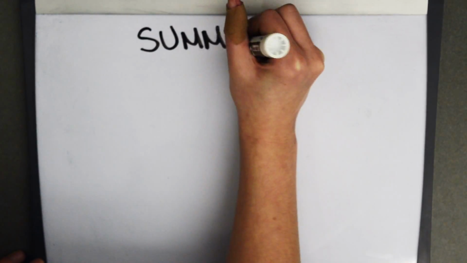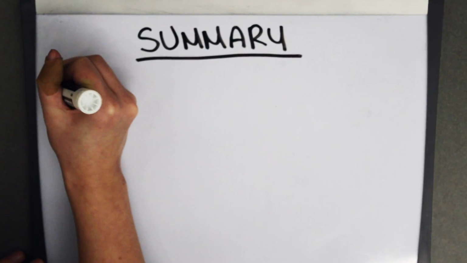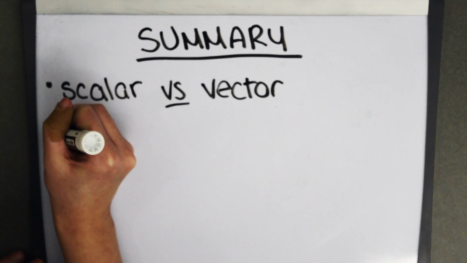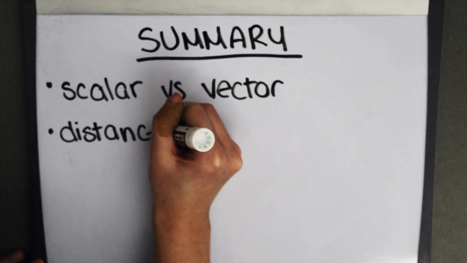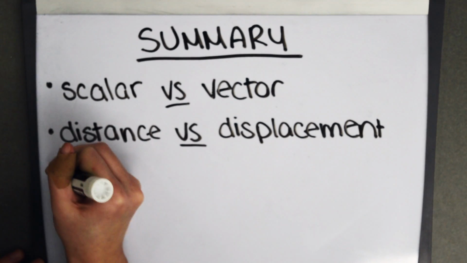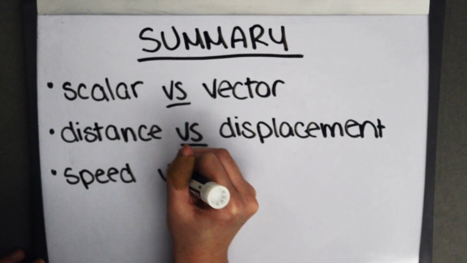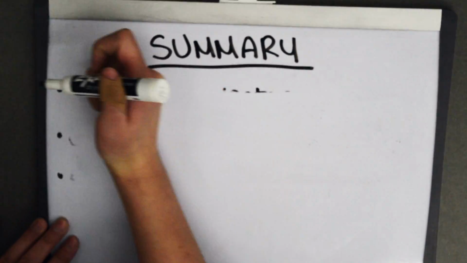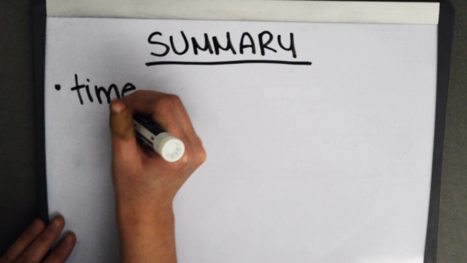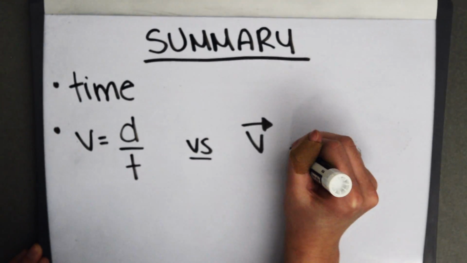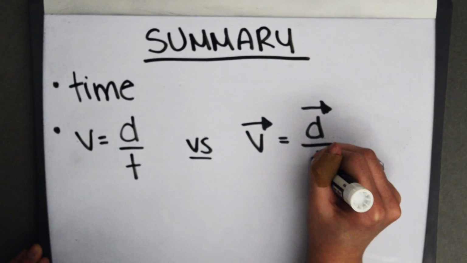Summary. Now, to summarize what we learned, we covered scalar versus vector. Scalar has magnitude, vector has magnitude and directionality. Distance versus displacement. Distance is a scalar measurement of space covered, whereas displacement is a vector measurement of space away from the original starting position. Speed versus velocity. Speed is distance over time, whereas velocity is displacement over time. Moreover, we also discussed the units of time and the context in which to use them. And finally, we finished with the two formulas for speed and velocity, and we calculated an example.